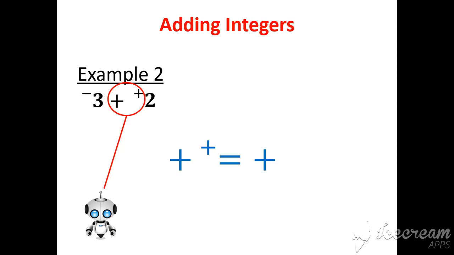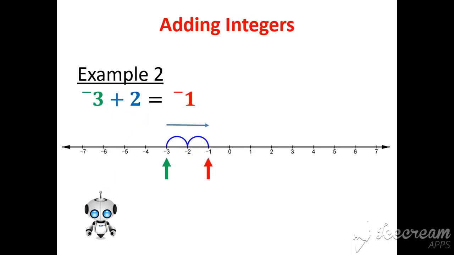So once again, what's going on? The plus and the positive just becomes a plus. So negative 3 plus positive 2 should and could be written just as negative 3 plus 2, and negative 3 plus 2 means we start at negative 3 and add 2 to the right to get to negative 1.